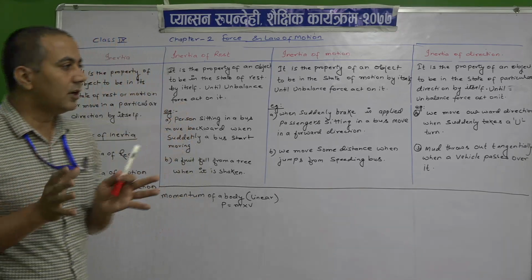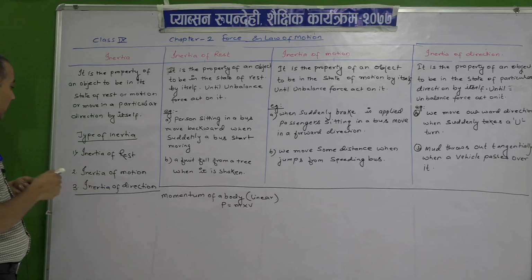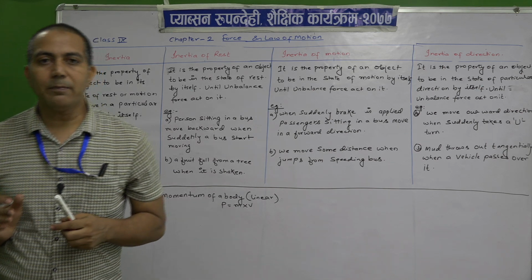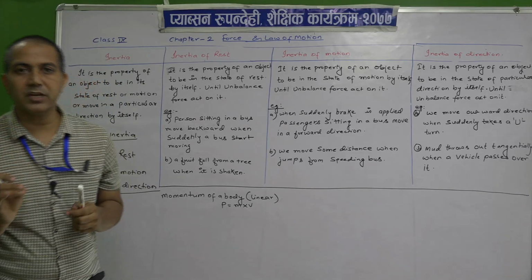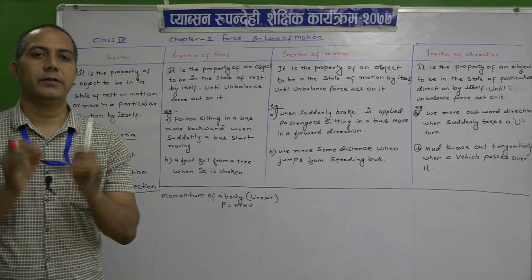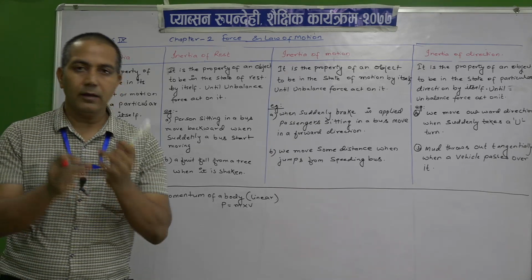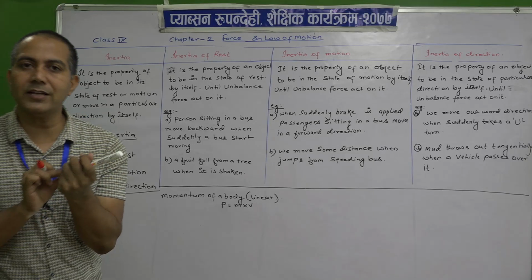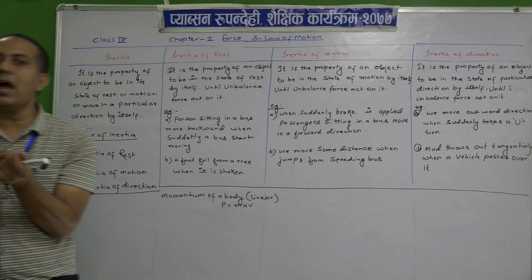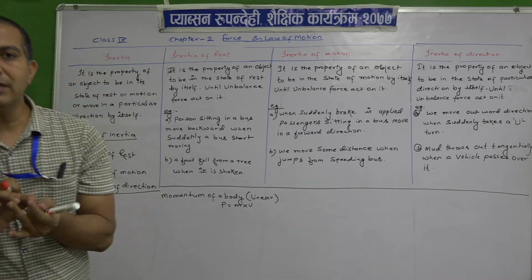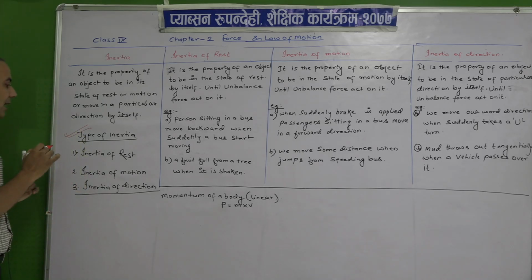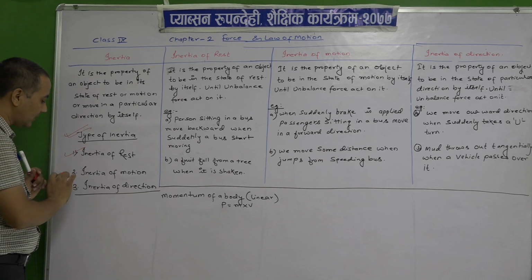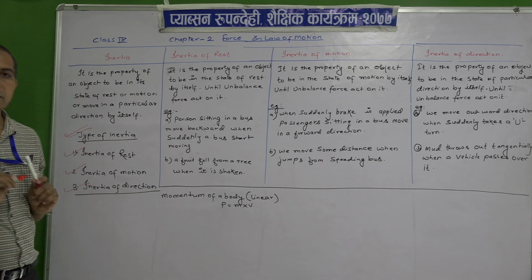So, actually we are studying three types of inertia. What are the three types of inertia? Inertia of rest, inertia of motion and inertia of direction. The first one is inertia of rest. Then the next one is inertia of motion and the next one is inertia of direction. Very good.